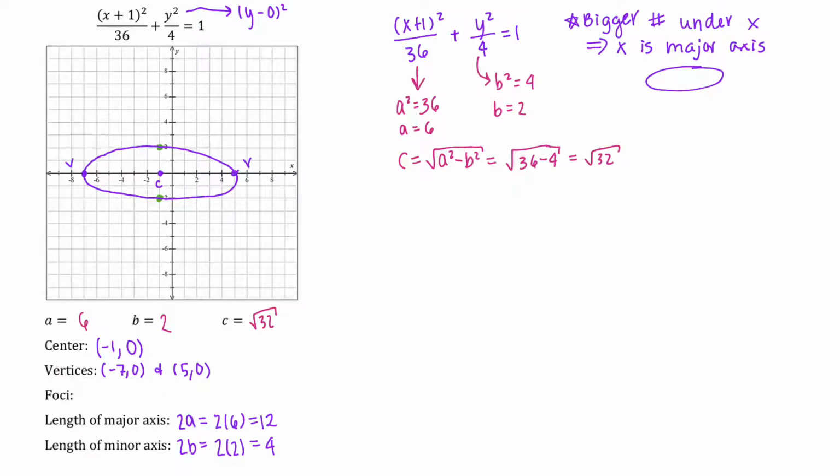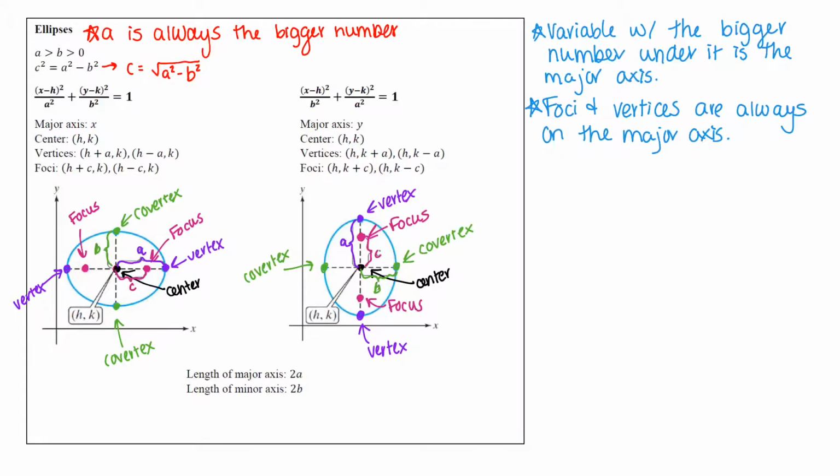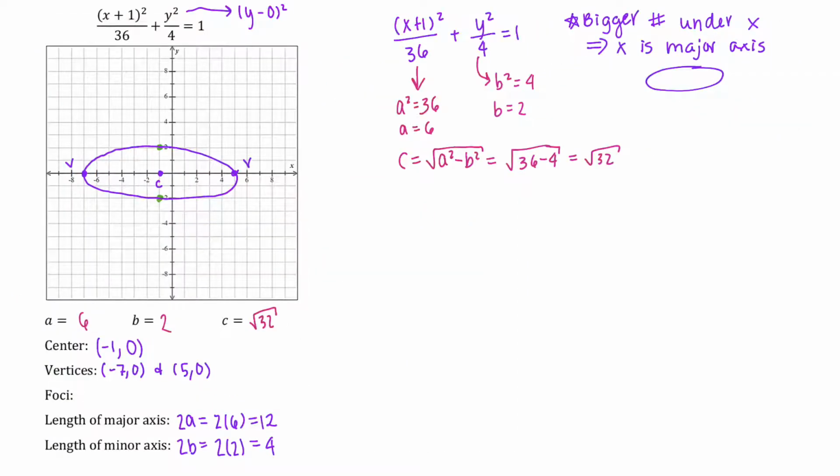Finally, for the foci, because this isn't going to be nice, counting square root of 32 units this way to plot our foci isn't going to be very nice. What we can do is use the formula from this page here. So we have our wider looking one: h plus c comma k, h minus c comma k. And you can kind of see where that comes from.